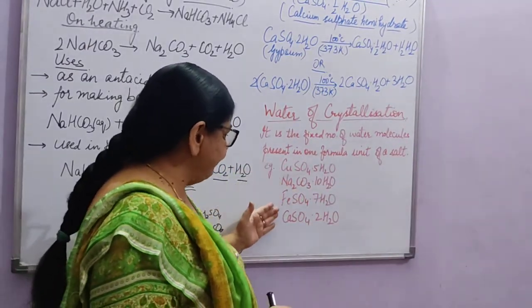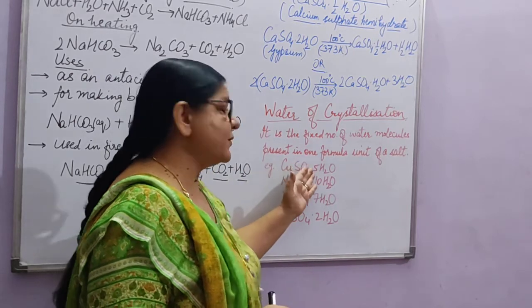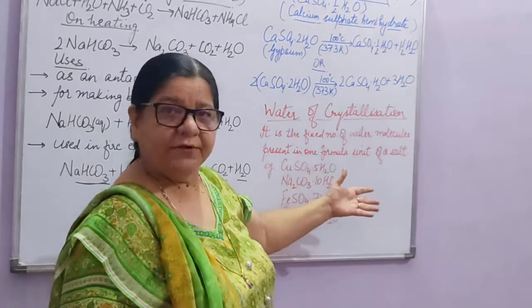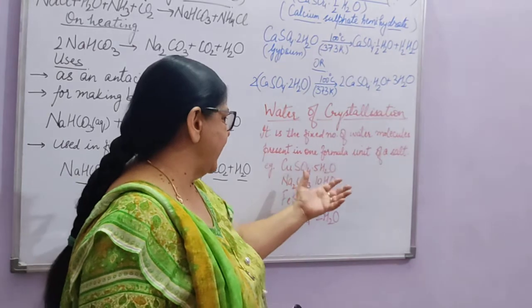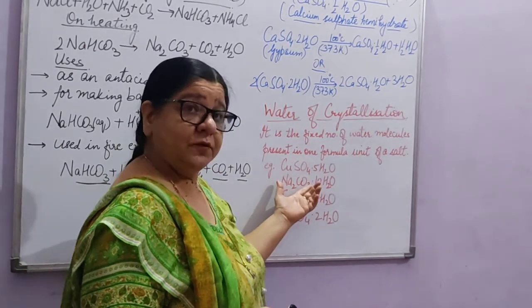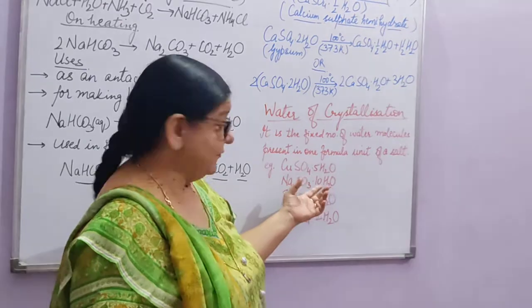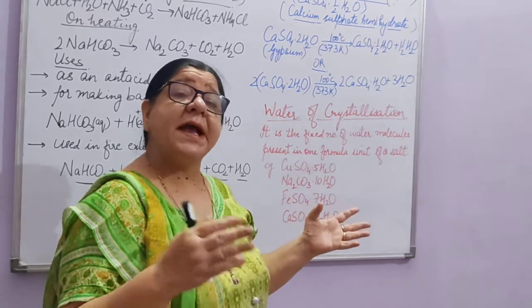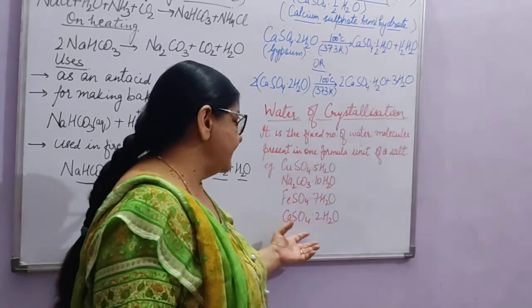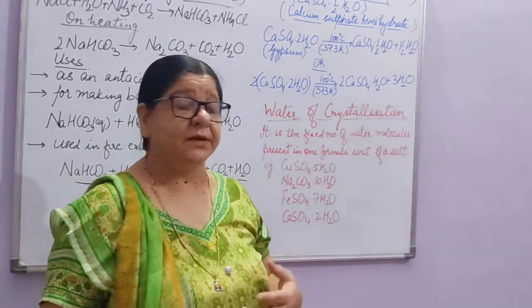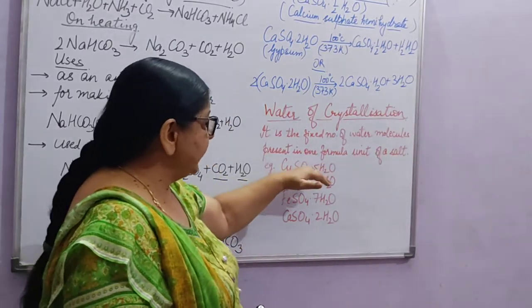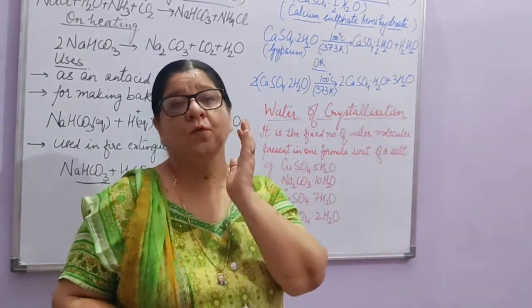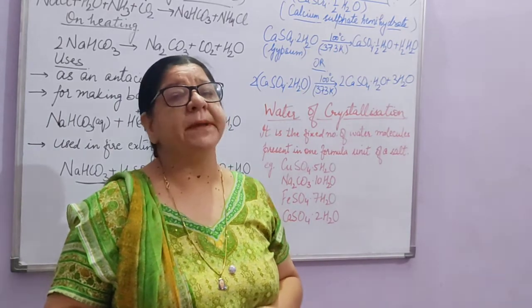Here I have written some examples also, like copper sulfate, CuSO4.5H2O. It is known as copper sulfate pentahydrate. 5 molecules are present, so it becomes pentahydrate. Here it is Na2CO3 washing soda, 10H2O, that is decahydrate. Then FeSO4.7H2O, that is ferrous sulfate heptahydrate, or CaSO4.2H2O, that is dihydrate. Now what happens is, when any of these salts is heated, it loses its water of crystallization and becomes anhydrous.